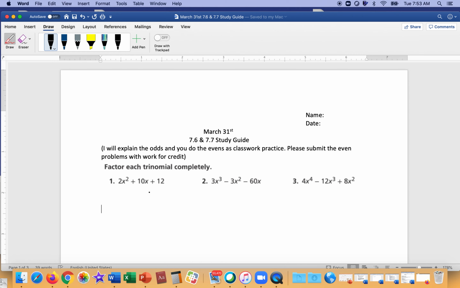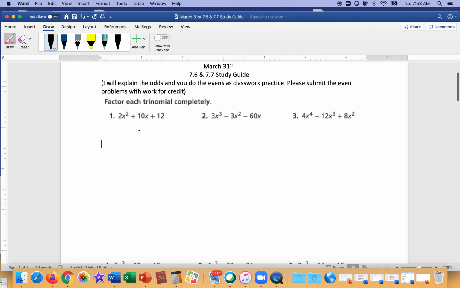Okay, so for this first problem, we're looking for a combination that multiplies to AC that adds to B, but you first look for a GCF, and all terms have a 2 that we can divide out. So we're left with x squared plus 5x plus 6. So now we're looking at this trinomial. We're seeing if we can break it down.